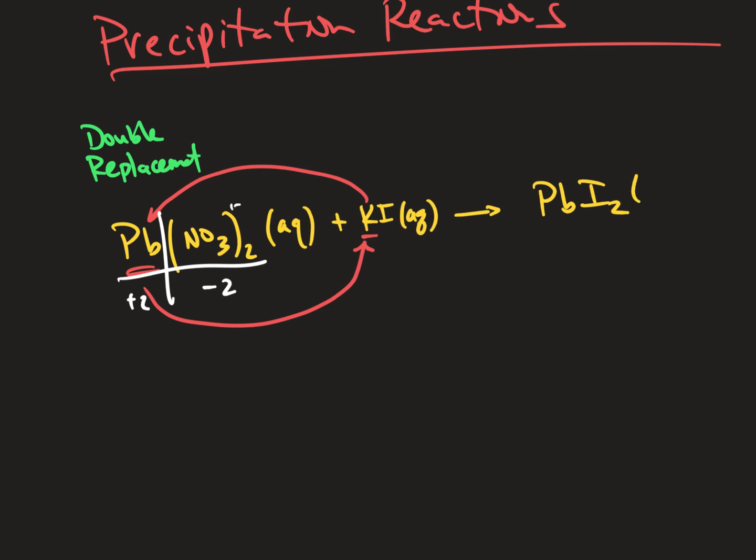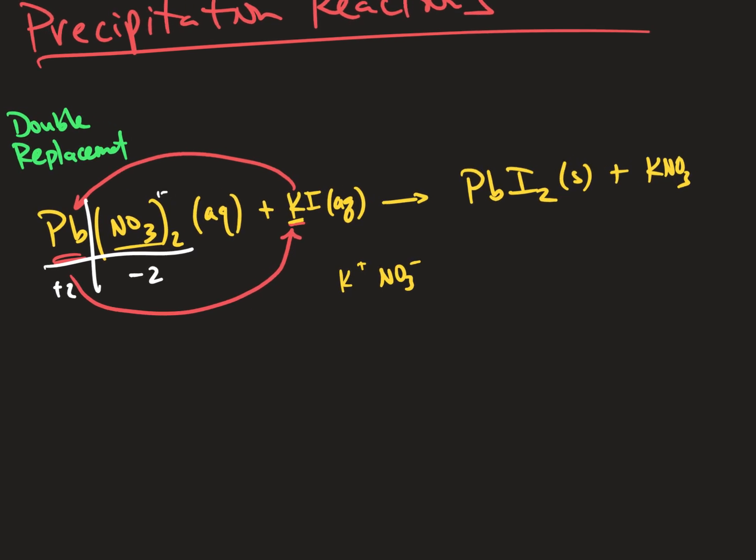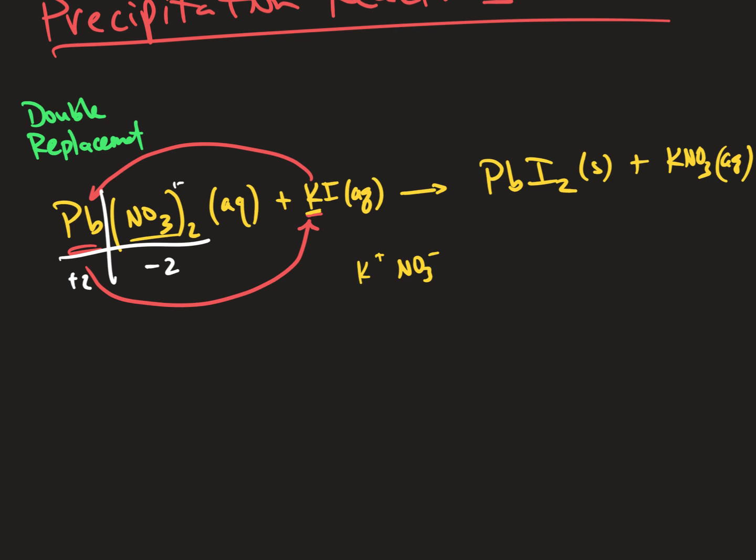Now it turns out this is a solid. Why? Because it does not dissolve in water. And I'll show you how you can tell that. Does not dissolve in water. And then we're left with, now potassium goes with nitrate. Potassium is a 1+ charge because it's in group 1, right? And nitrate, we just figured out that was NO3 minus. It's on our polyatomic ion list. You got to know that. It's a 1-to-1 ratio, so we're going to get KNO3. This one's also aqueous. And I'll show you how to tell that. So that's a double replacement reaction.